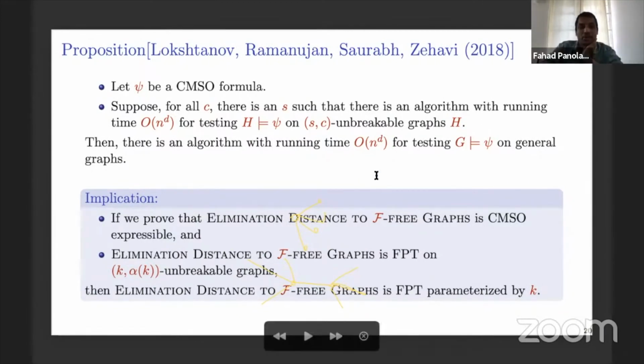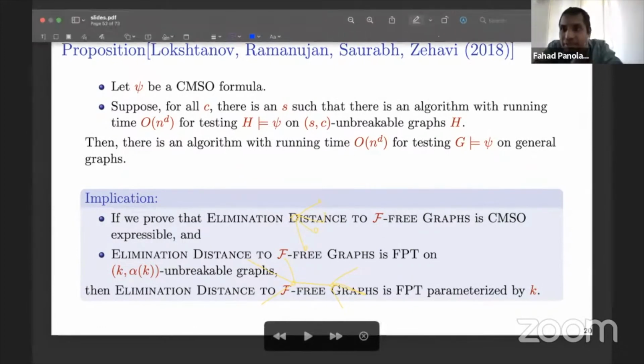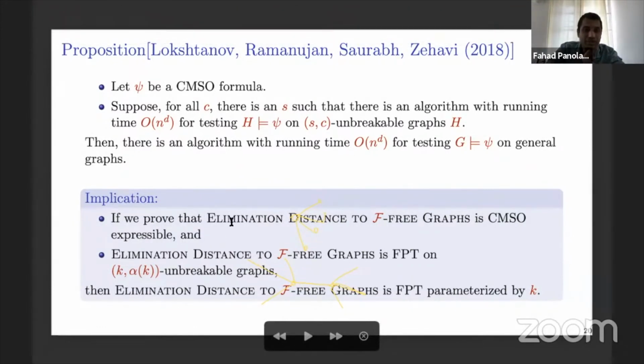Okay, so in the next few slides I'm going to explain that elimination distance to F-free graphs has some interesting characterization, and that will help us prove that it is CMSO expressible. And then later, probably tomorrow, we will explain that elimination distance to F-free graphs is FPT on unbreakable graphs, and that will prove that it is FPT on general graphs.